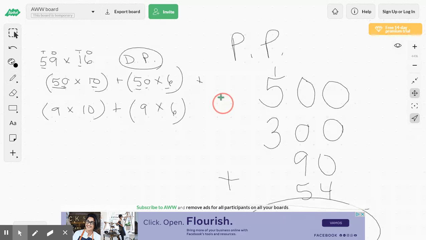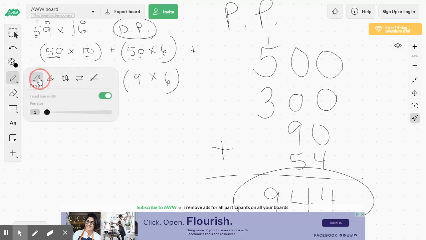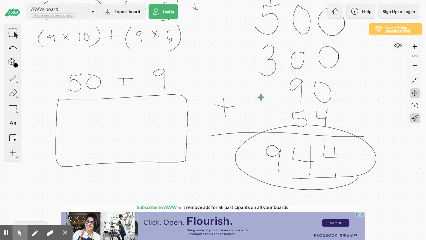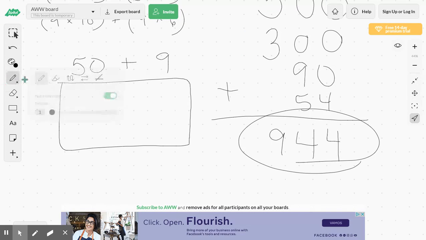So again, this is skipping that box. If you wanted to do it in the box, let me show you what that would look like. So you would take your 50 plus 9, and you would say 59 is the same as 50 plus 9. Draw your box here. Scoot this down a little bit. Then our next number is the 16. So we would say 16 is the same as 10 plus 6. We would draw that line across, draw that line down.